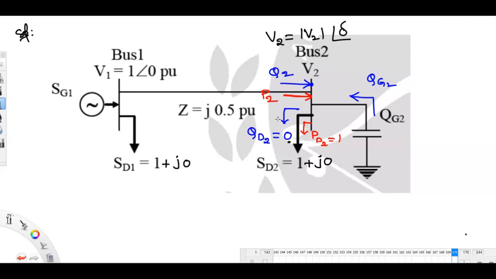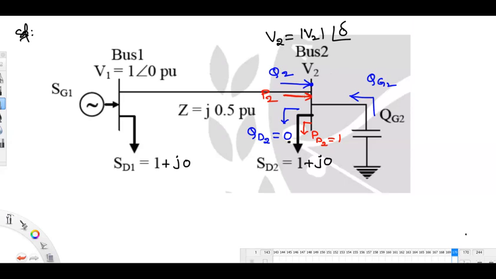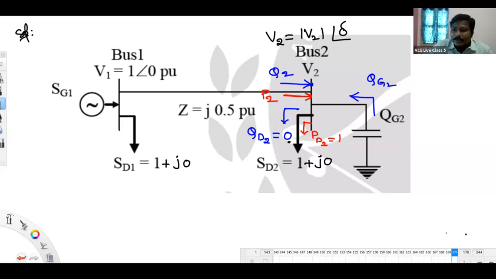Sir, could you please explain with an example? That's what we have done here. Now, the Q2 injection we have taken, we have assumed in this direction. We are assuming it. Based on that assumption only, we have written the equation.